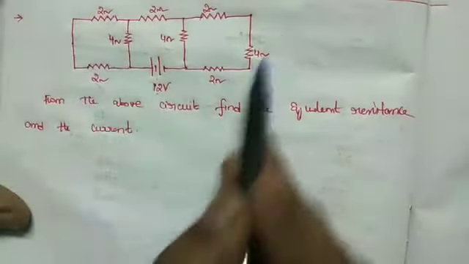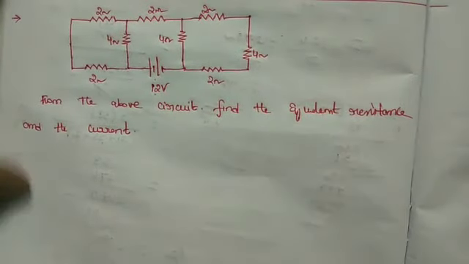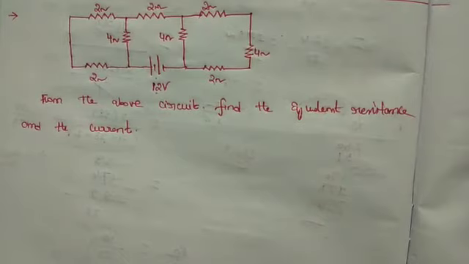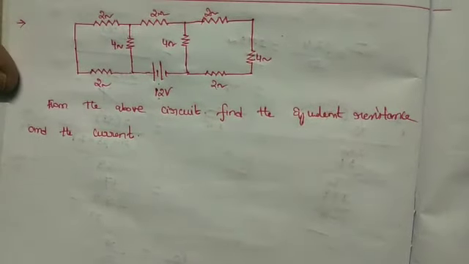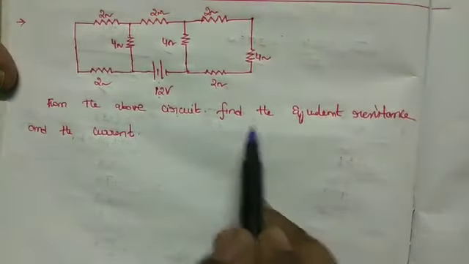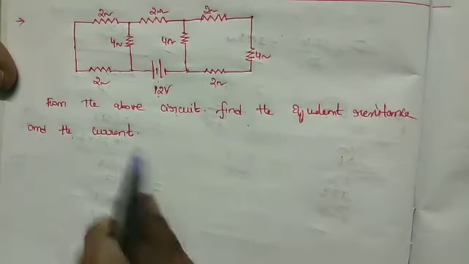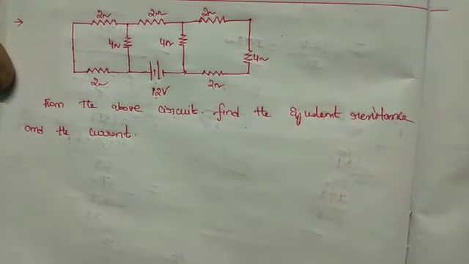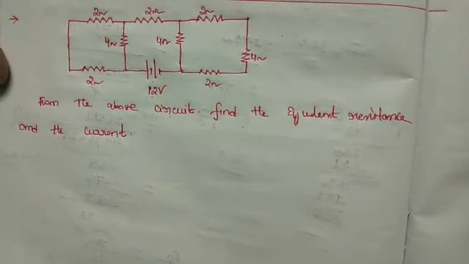So now, how can we resolve this circuit? What is given here? From the above circuit, find the equivalent resistance and the current. So we have to find the equivalent resistance and current.